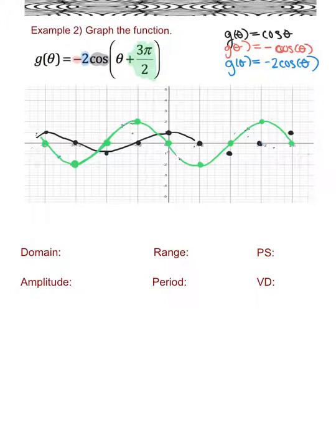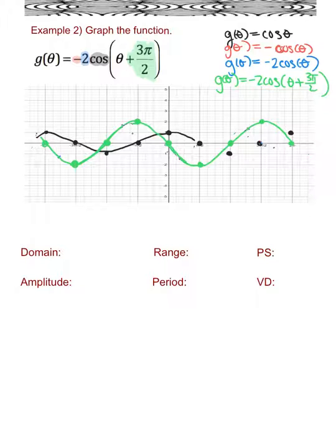So there is the final in the green. Just ignore the little traces of the parent function that are still left over. G of theta equals negative 2 cosine of theta plus 3 pi over 2. And now let's fill in the desired information.